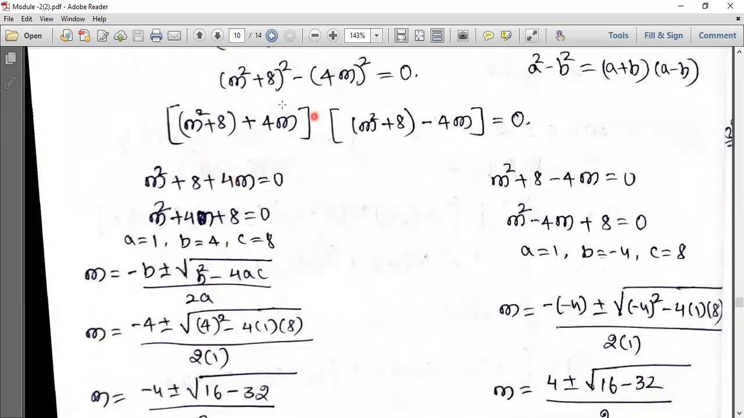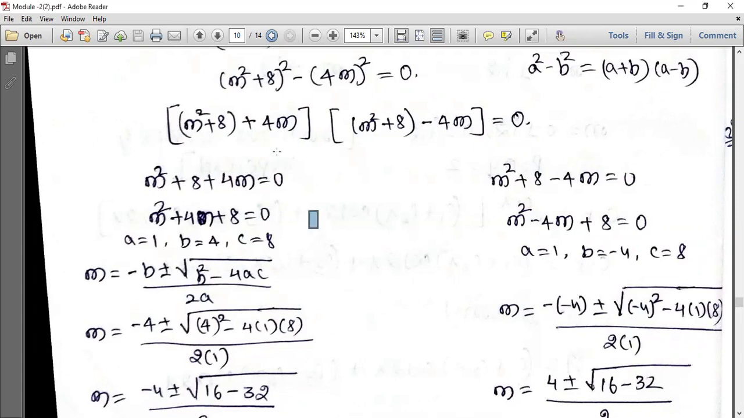So that is one term equal to 0 and this is equal to 0. I'll equate this one to 0, and next, this side I'll equate to 0. So here you can see m square plus 4m plus 8 equal to 0. As it is a quadratic equation, I can use the formula: ax square plus bx plus c is equal to 0.